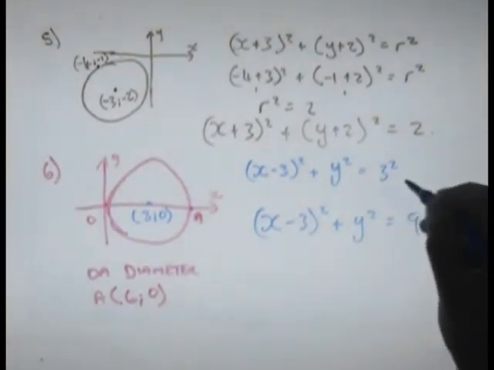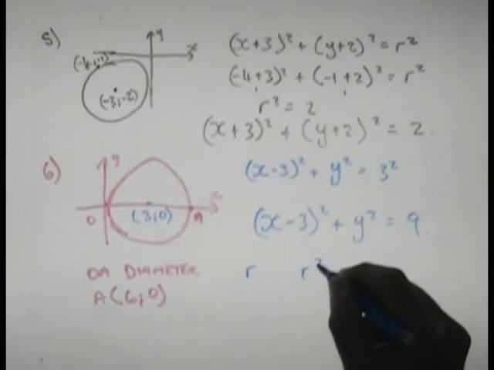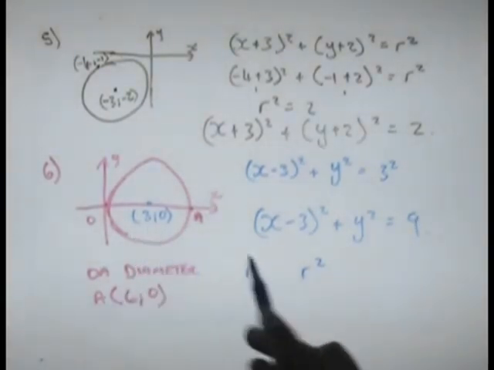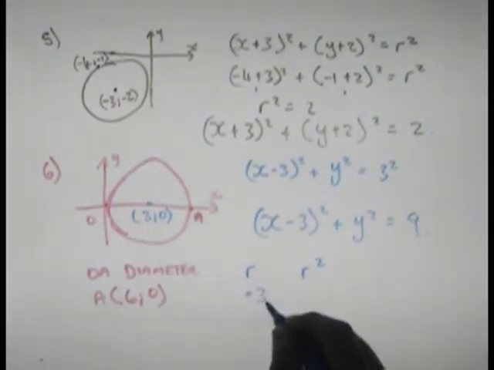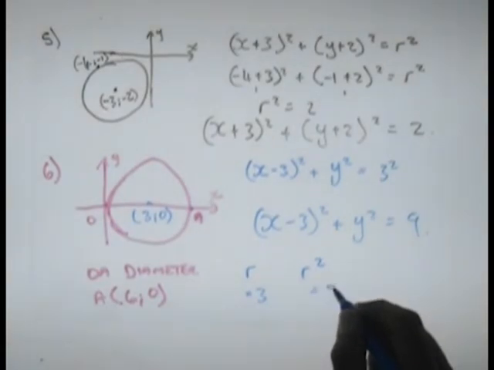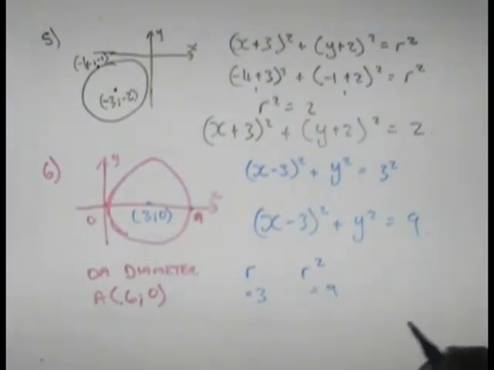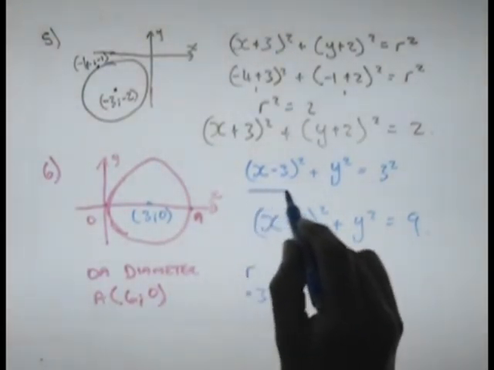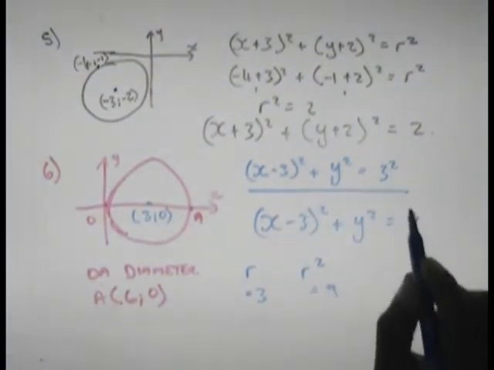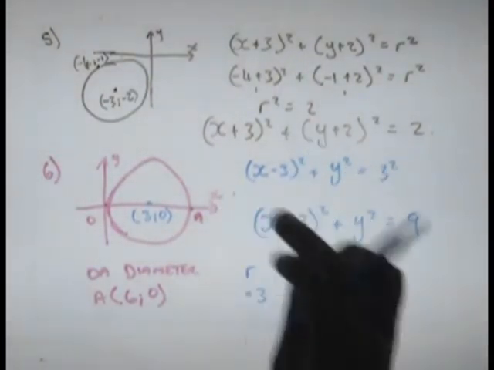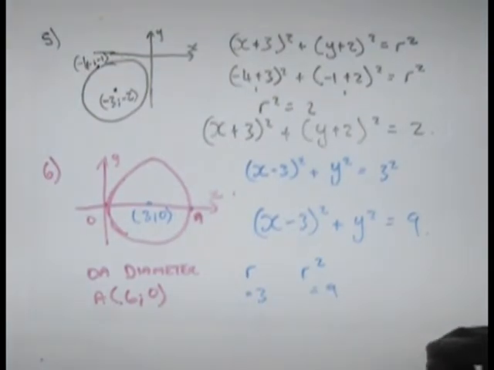Watch out for that. There's a big difference between r and r squared. In this case, r is equal to 3. That means that r squared is equal to 9. And the standard equation of our circle is always in terms of r squared. Be careful of that.